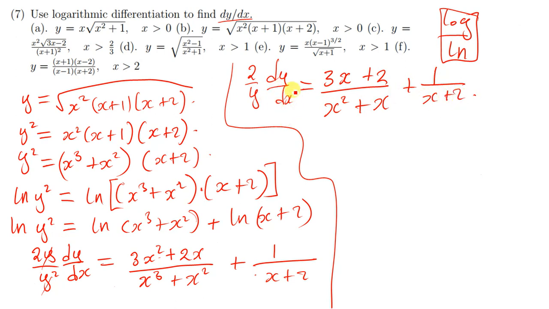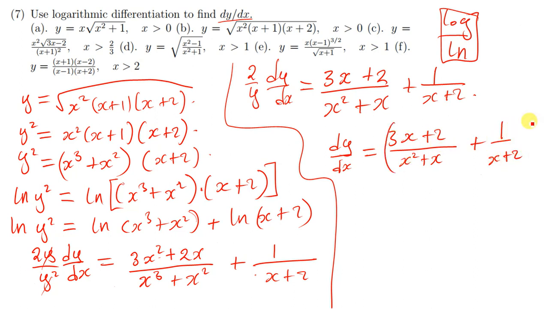So when you cross multiply and then divide by 2 in order to make dy dx the subject, you're going to have dy dx is equal to 3x plus 2, everything over x squared plus x, then plus 1 over x plus 2. Then we do this, then we cross multiply by, so we're going to have y over 2 this side.